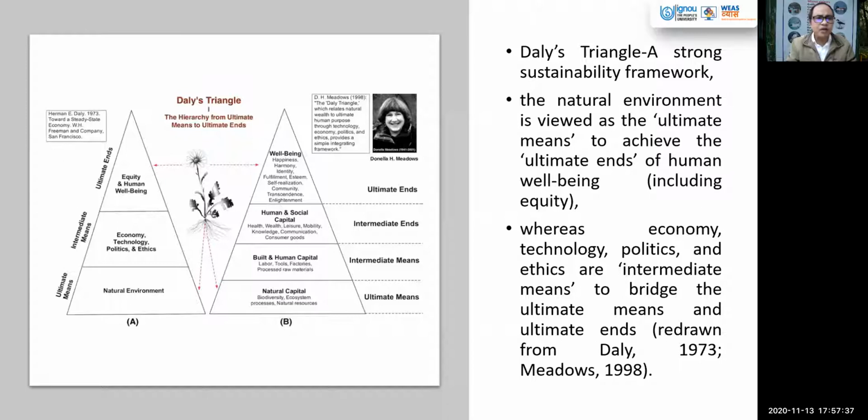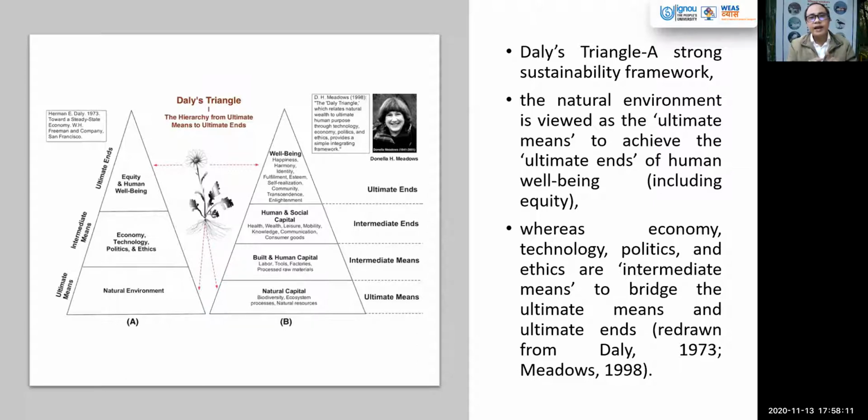So here you will find what Daly proposed in 1973. It's in his book Toward a Steady-State Economy. You will find three important hierarchies: ultimate means, intermediate means, ultimate ends. Ultimate means is the natural environment. Then you have to achieve the ultimate ends, meaning equity in human well-being. What we go through is economy, technology, politics, and ethics.